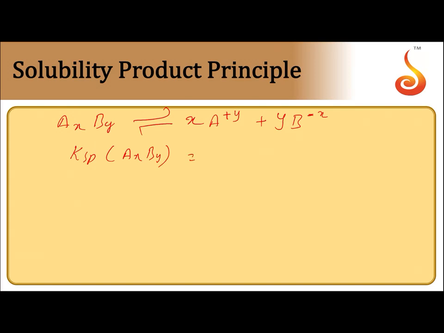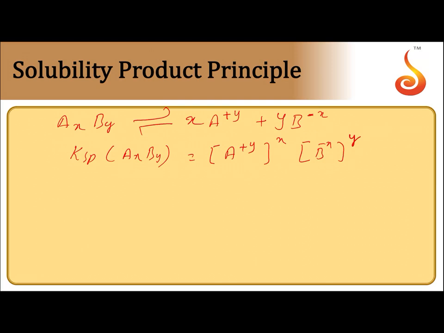AxBy is given by the product of the molar concentrations of the ions, so [A plus] raised to the respective coefficients as powers, and [B minus] to the power of y. This is said to be Ksp.